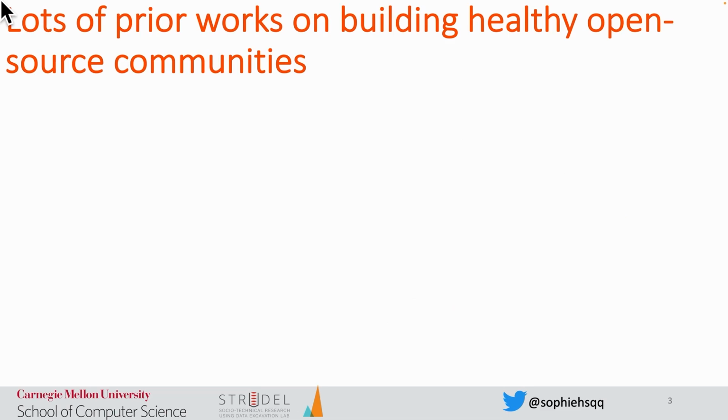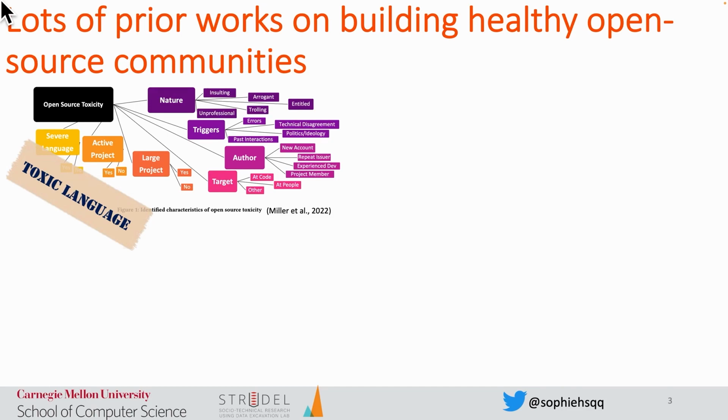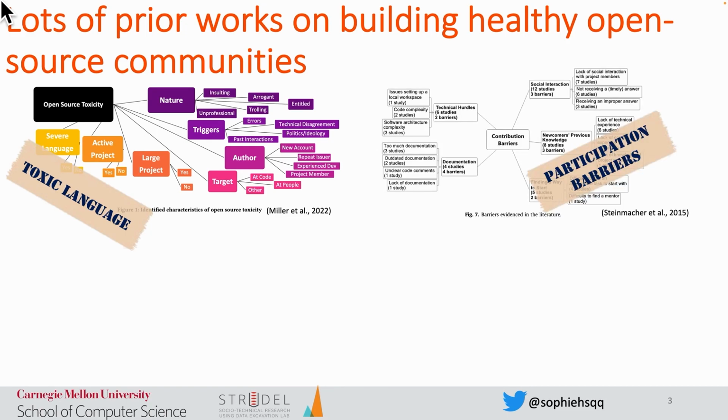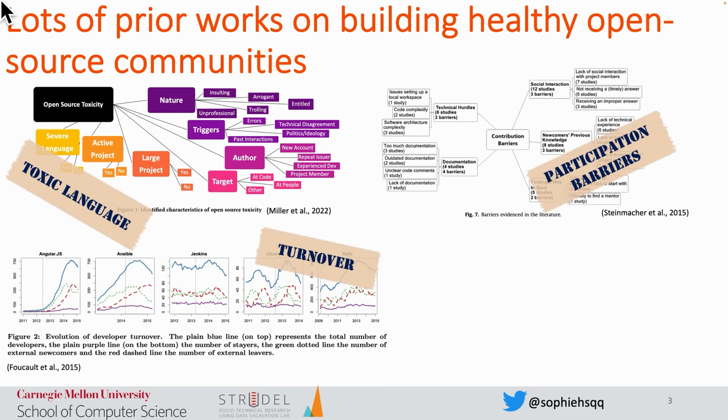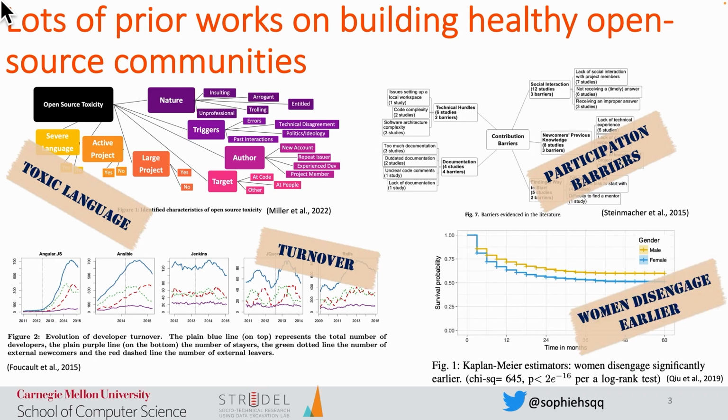There has been tons of effort on studying how to build healthy open source communities and improve team dynamics. For example, researchers have studied toxic language, its taxonomy, its impact, and automatic detection. There is also a long string of publications on barriers open source contributors face. Many studies have focused on the turnover rates and the reasons. There are also works on the differences among contributors of different genders.